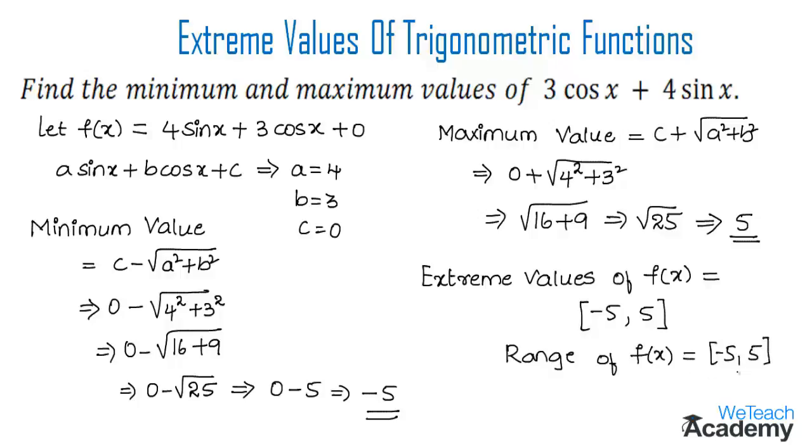So make a note of the formulas: the minimum value is given by the formula c minus under root a square plus b square, whereas the maximum value of the function is given by the formula c plus under root a square plus b square. So this was a basic introduction on how to solve examples by using the formulas of minimum and maximum values of trigonometric functions. Hope you understood the concept.